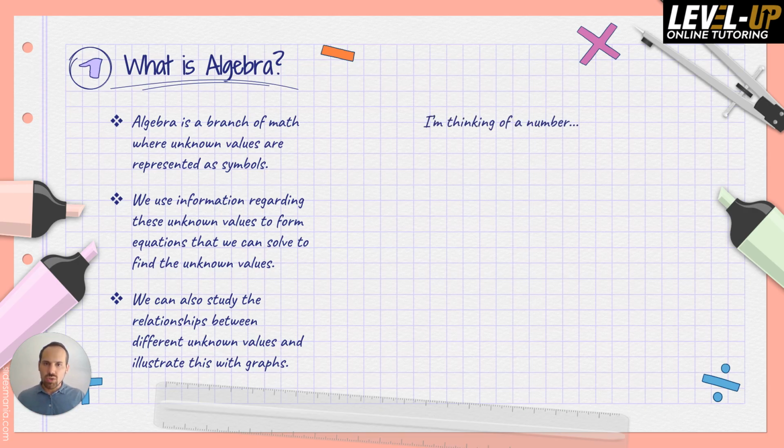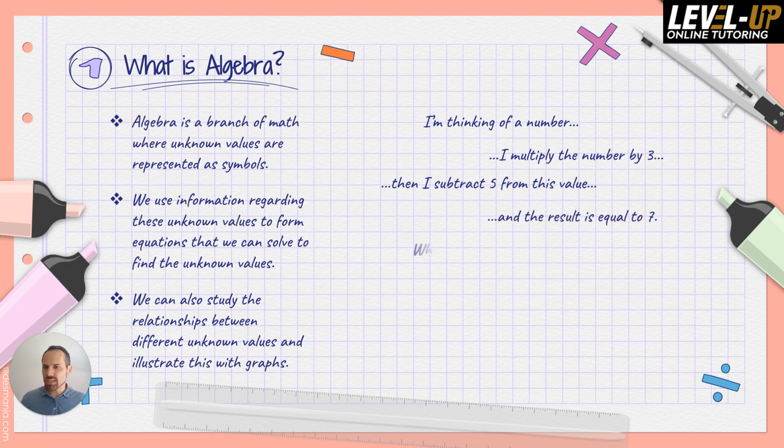So let's look at a general logic problem, which you might have heard of before. It goes like this: I say I'm thinking of a number and I multiply that number by three, I subtract five from that value, and the result is equal to seven.